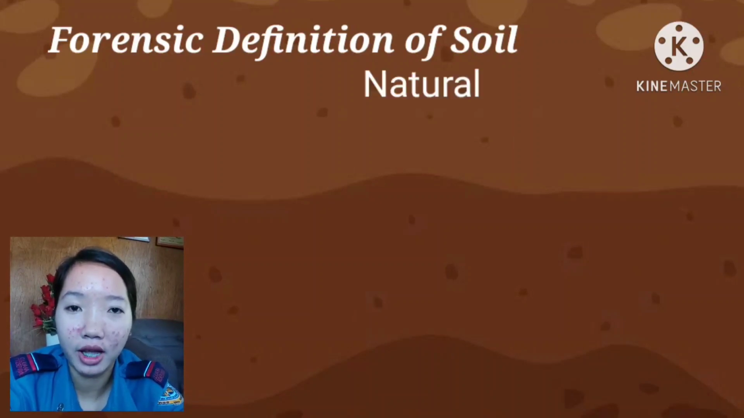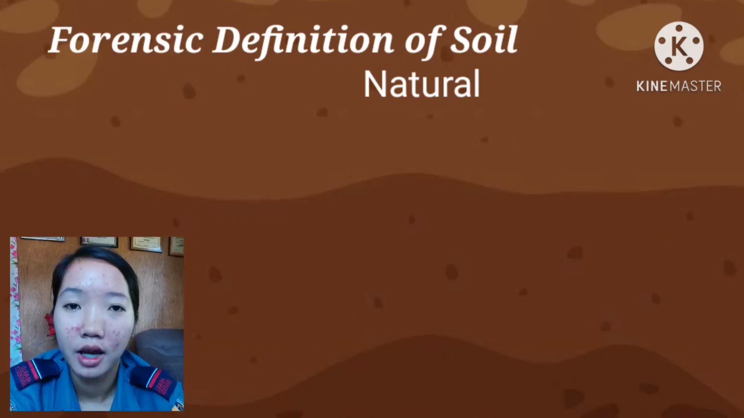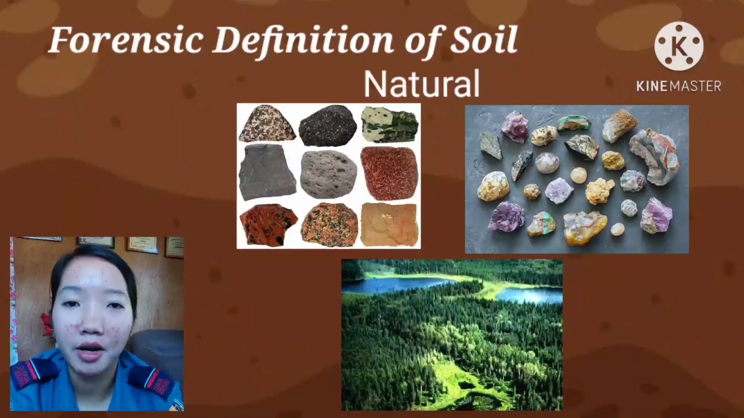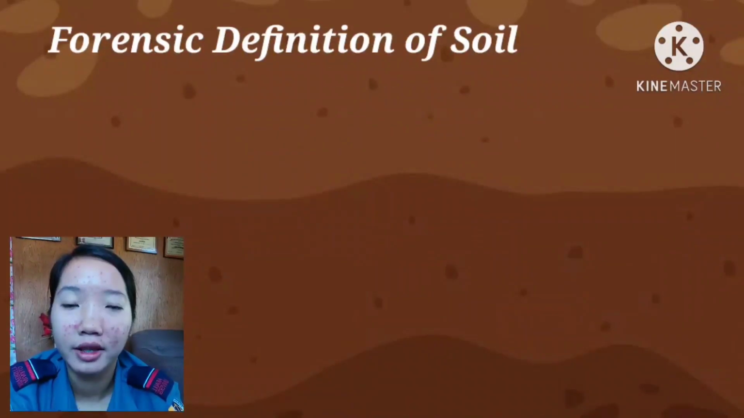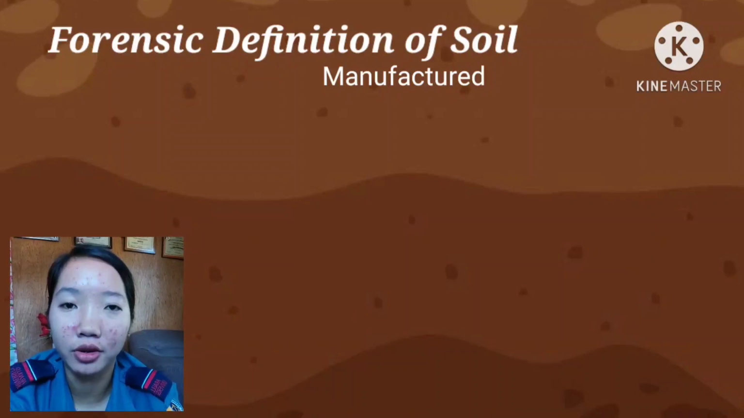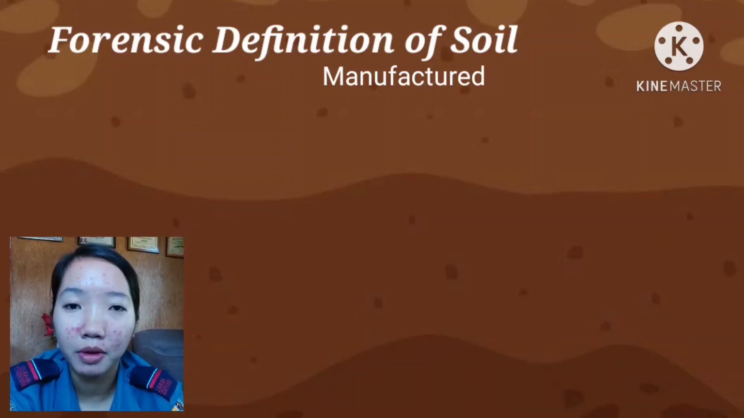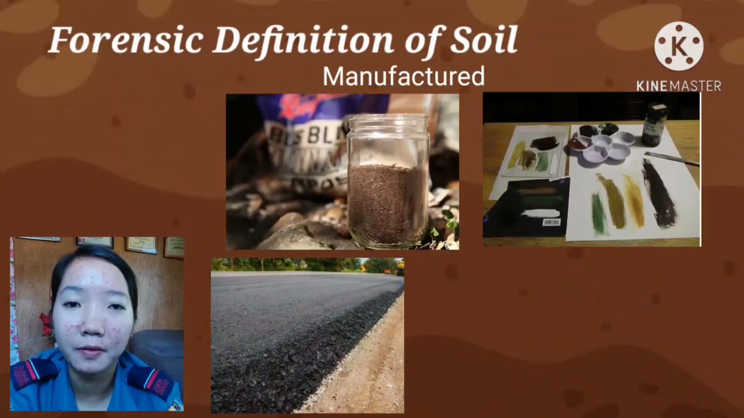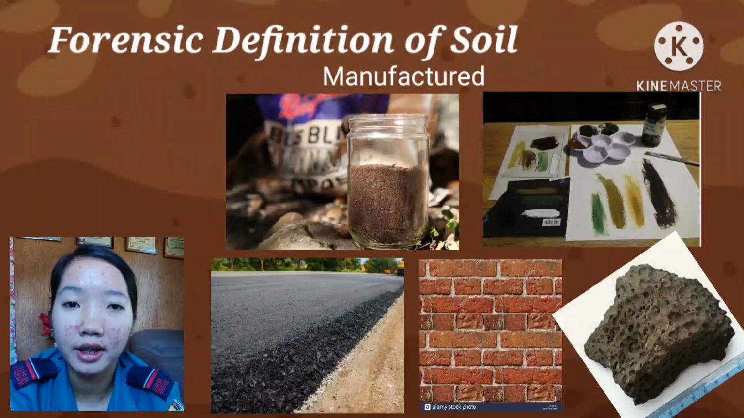First is the natural. It is composed of rocks, minerals, vegetation, and animal matter. The second is the manufactured. It is composed of glass, paint, asphalt, brick fragments, and cinders.